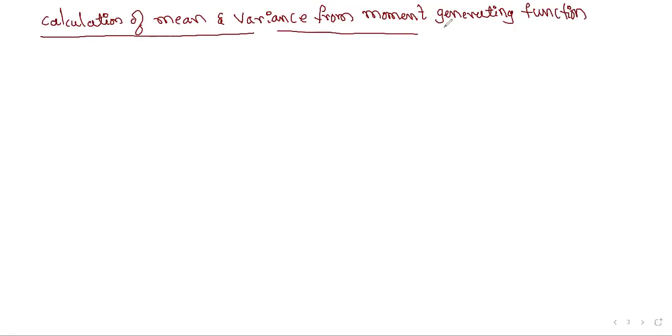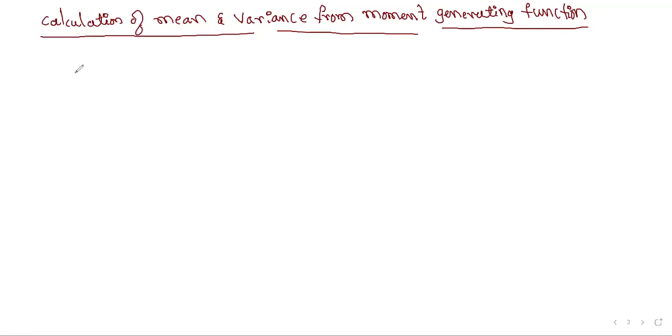So now we are going to discuss calculation of mean and variance by moment generating function. Here we have two methods, method one and method two, to get the mean and variance of any random variable x by the moment generating function.